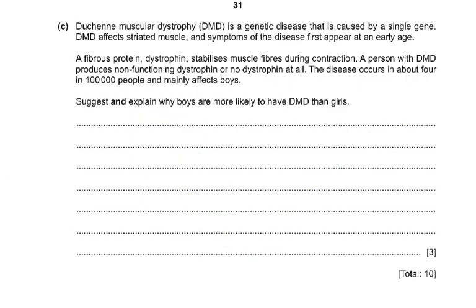Part C of the question: Duchenne muscular dystrophy is a genetic disease that is caused by a single gene, DMD, and affects striated muscles. The symptoms of the disease first appear at an early age. A fibrous protein, dystrophin, stabilizes muscle fiber during contraction. A person with DMD produces non-functioning dystrophin or no dystrophin at all. The disease occurs in about 4 in 100,000 people and mainly affects boys. Suggest and explain why boys are more likely to have DMD than girls.